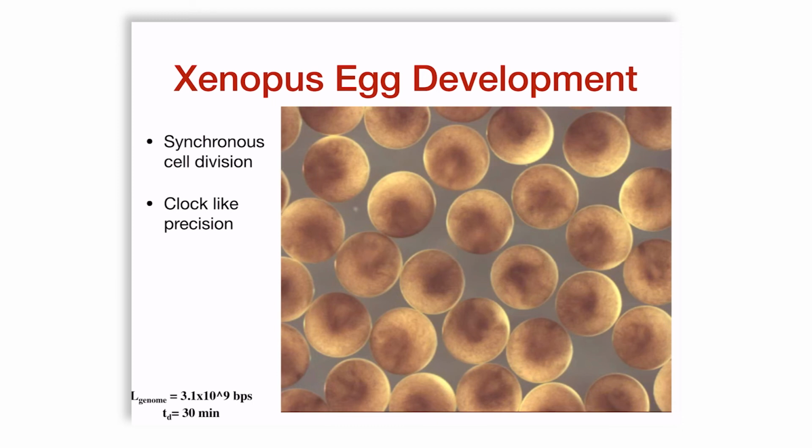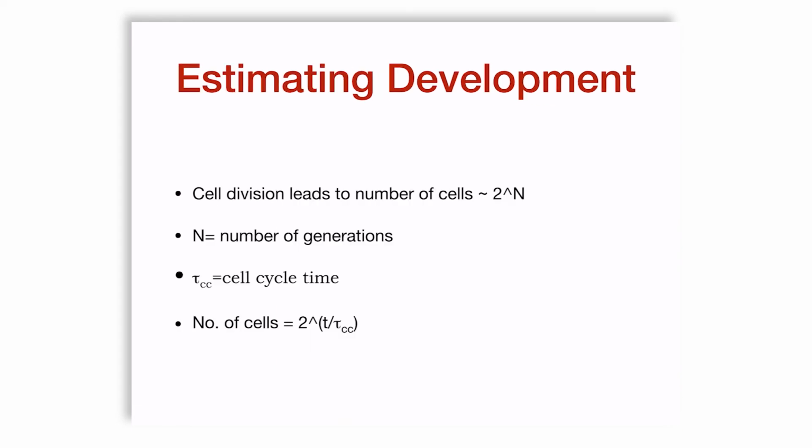Now, what is really stunning about the cell cycle in terms of its synchronicity is observed in Xenopus egg development, where synchronous division appears to follow almost clock-like precision. The genome, by the way, is 3.1 times 10 to the power 9 base pairs in Xenopus. It's distributed over chromosomes, but the doubling time is only 30 minutes. This is amazing because you have to divide more than a billion bases in 30 minutes. Replicate, divide, segregate, and so on. The precision with which this happens is in itself a fascinating question and not one of the very well understood problems.